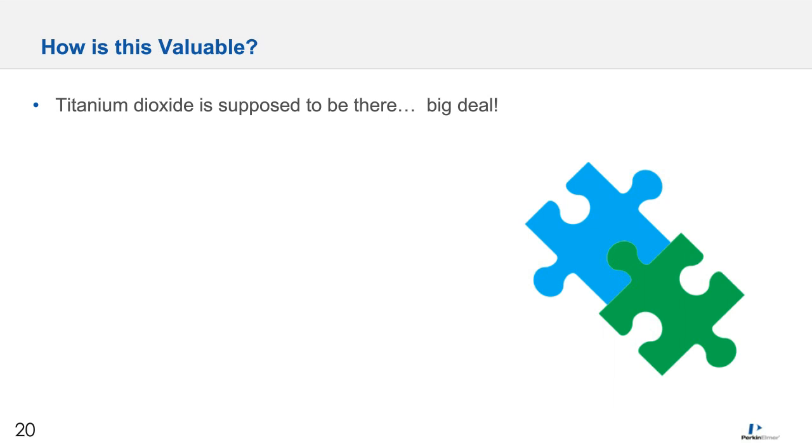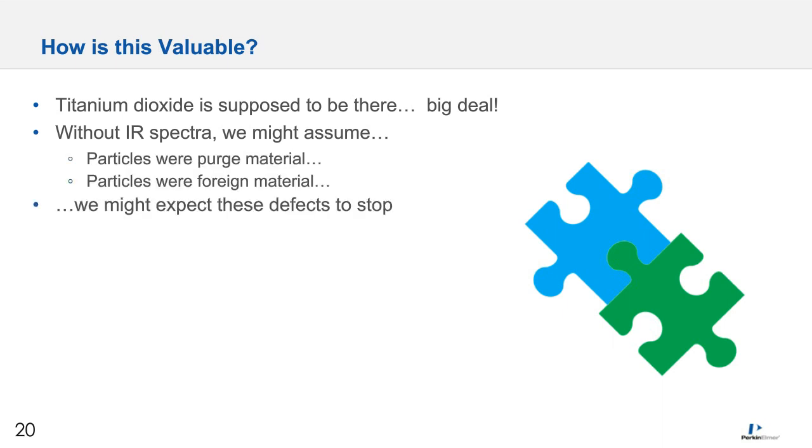Now consider a situation where we don't have access to a compositional measurement. In this scenario, we might assume that particles were purge material. Maybe we assume that the particles were foreign material. In either case, we might expect these defects to stop. The material should clear from the production system, and then we'll go on to having defect-free product.